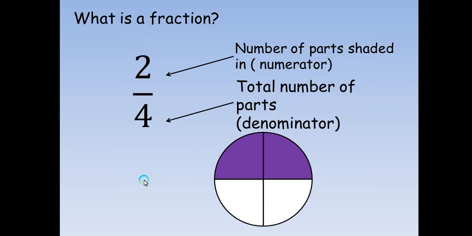So let's go to what is a fraction. Fraction, we have the number of parts shaded. Can you see the shape? We have two parts shaded, over the total number of parts. Can you guess the total number of parts? Yes, you're correct. 4. 1, 2, 3, 4. Now that is the denominator. We have the numerator over the denominator.